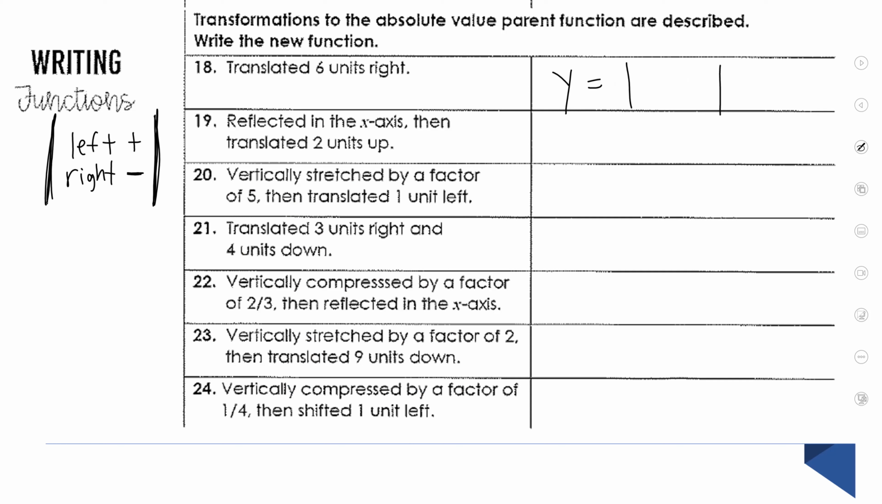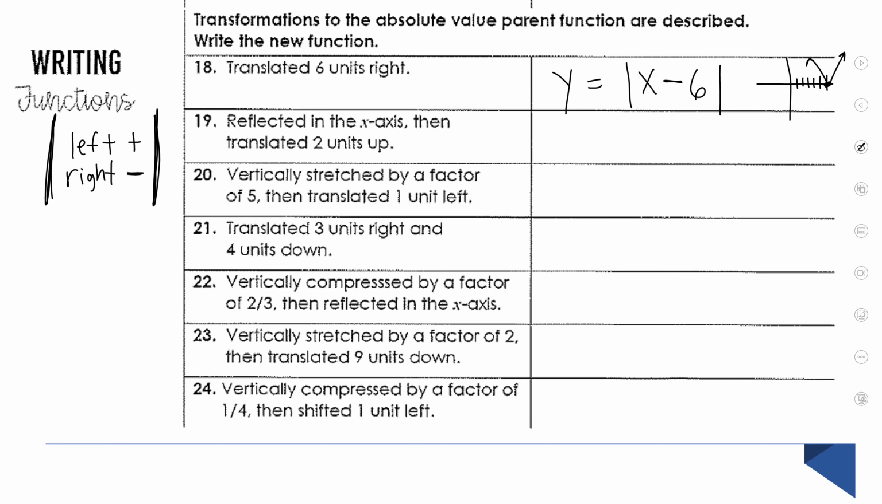So over here, I go to the right. So I'll have a plus or a minus. Minus, and I went to the right 6. So that is your equation. If I were to draw it, it went to the right 6 units. So 1, 2, 3, 4, 5, 6. This is my new vertex, and that's my graph.